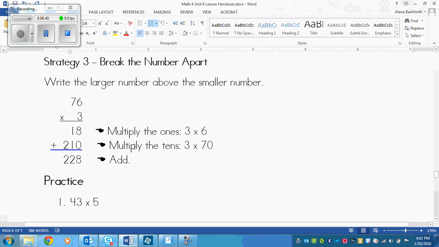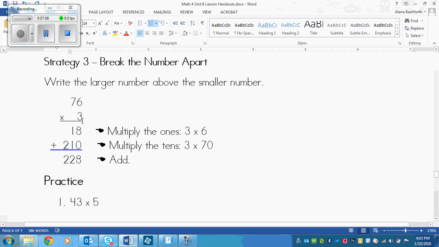Then we would multiply the tens. So we would multiply 3 by the tens. So again, that's 3 times 70. So you'll notice all of them is multiplying 3 times 70 and 3 times 6 and then adding them together. So once I get 3 times 70, don't get mixed up. This is where you could get tricked, is you might go 3 times 7, but it would be 3 times 70. Otherwise, you'll get a completely wrong answer.